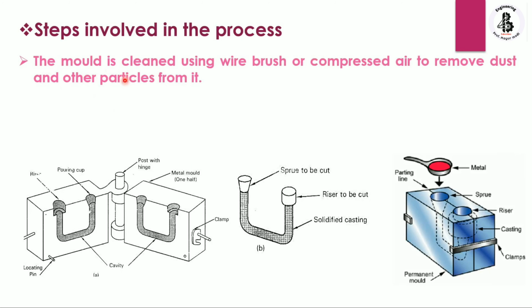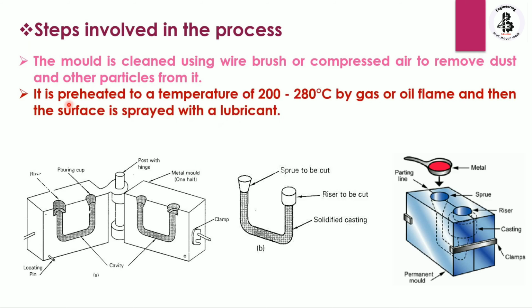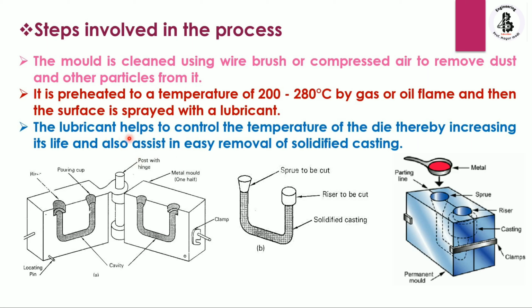The mold is cleaned using a wire brush, or sometimes compressed air, to remove the dust and other particles from it. It is preheated to a temperature of around 200 to 280 degrees centigrade by gas or sometimes oil flames, and then the surface is sprayed with a lubricant. The lubricant helps to control the temperature of the die, thereby increasing its life, and also assists in easy removal of the solidified casting.